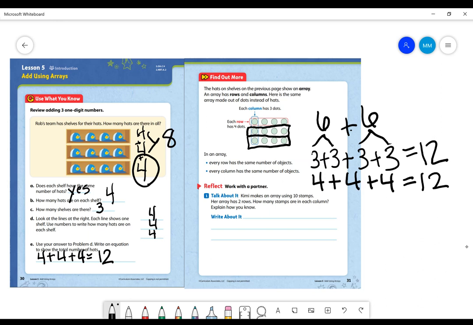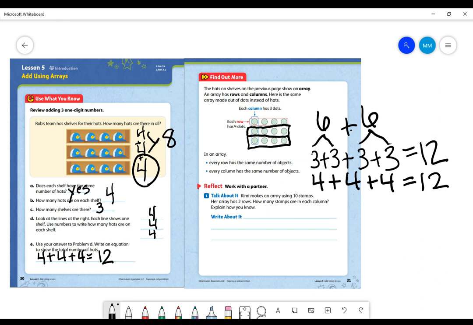All right, let's look at number 1. It says, Kimmy makes an array using 10 stamps. Her array has 2 rows. Now remember, rows go side to side, not up and down. So we know that her array is going to have 2 rows. How many stamps are in each column? Ooh, explain how you know.